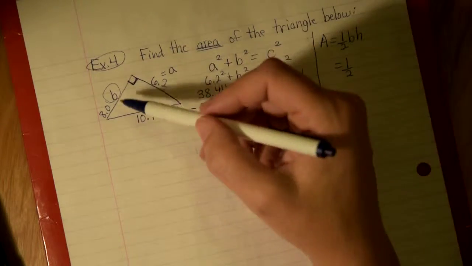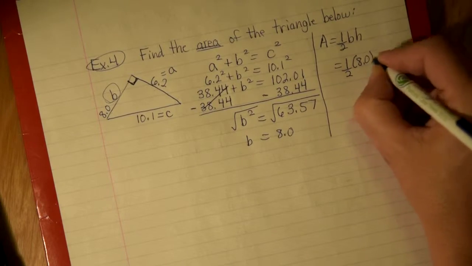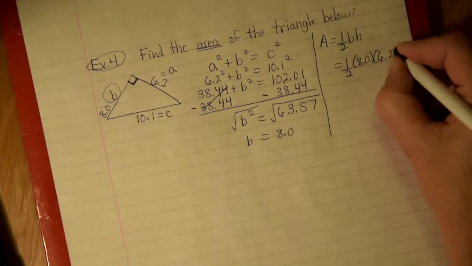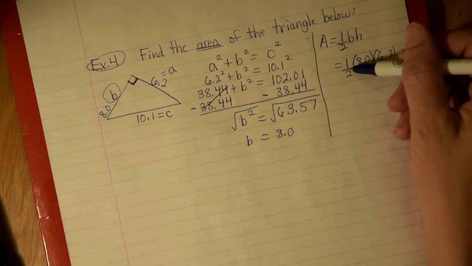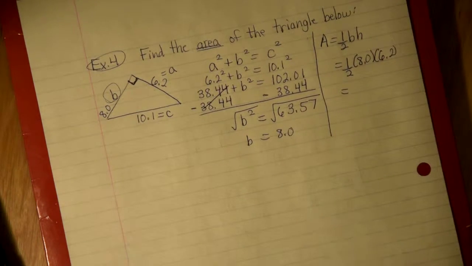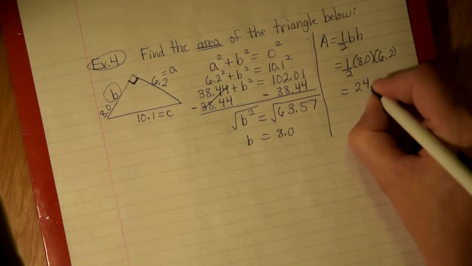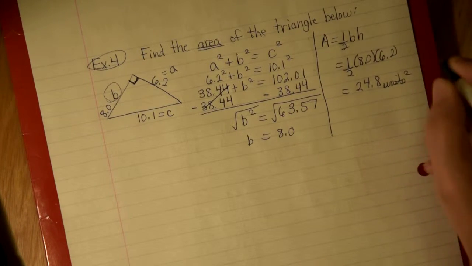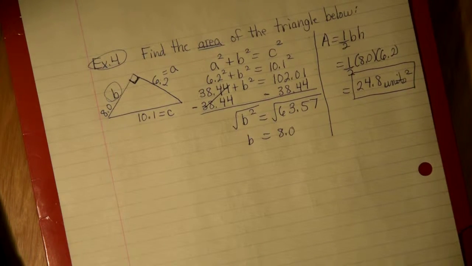1/2, I'll just call the base 8. It doesn't really matter which one is the base and which one is the height. We'll call the height 6.2. Remember, you're just multiplying the two sides that make the right angle and then multiplying it by half. So 1/2 times 8 times 6.2 is going to be 24.8 units squared. That is the area of that triangle. And that is it.